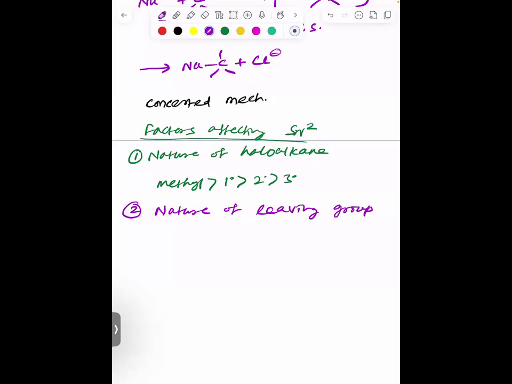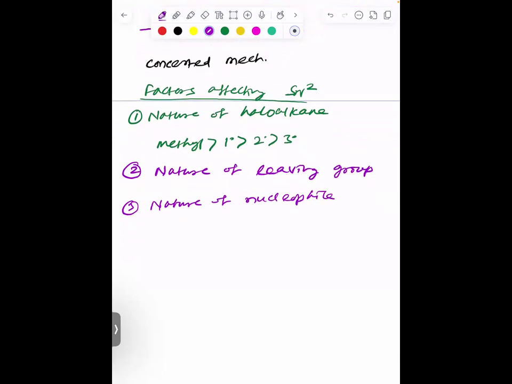Next, nature of nucleophile. So what will be the effect of the nature of the nucleophile? Now you know, again, more nucleophilicity or better the nucleophile, more is the chance of SN2 reaction or SN1 reaction, any nucleophilic substitution reaction.